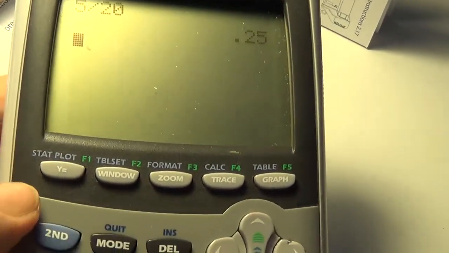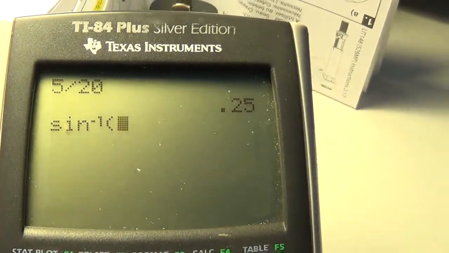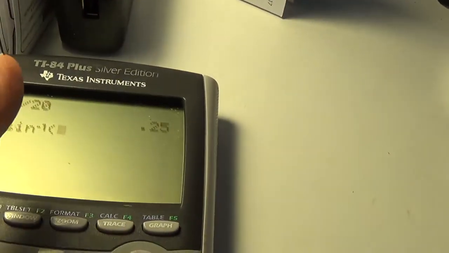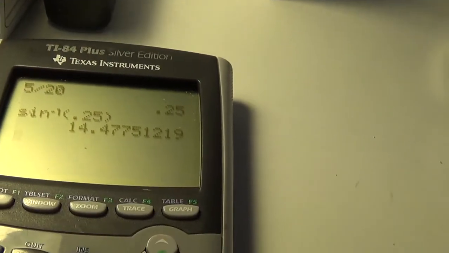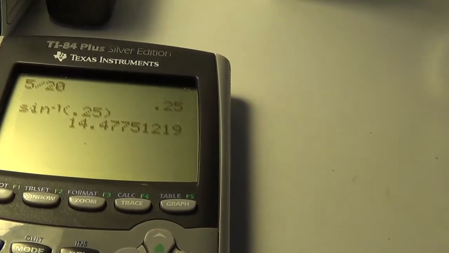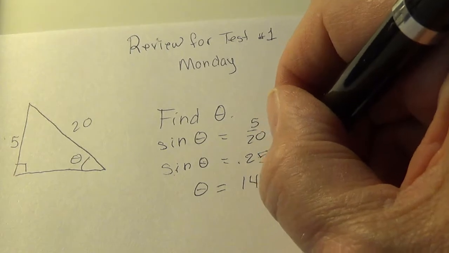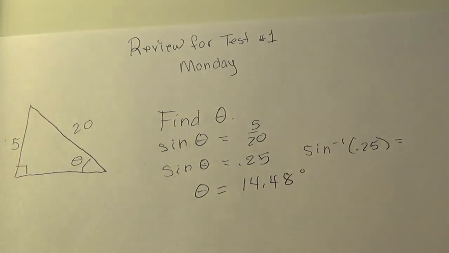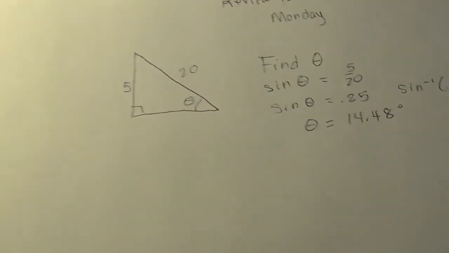On the calculator, it's going to be second function, sine inverse 0.25, and that is 14.48. So over here we see 14.48 is the degrees, and that is the answer. So that's 1 down, 3 to go.